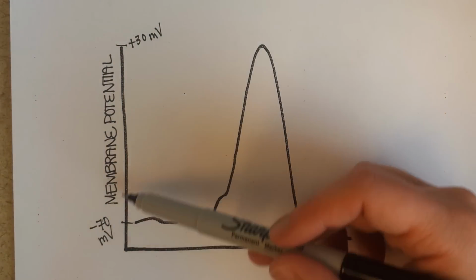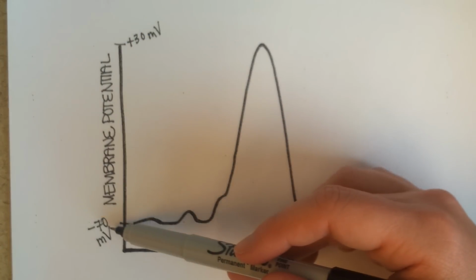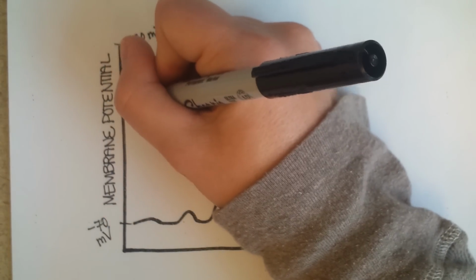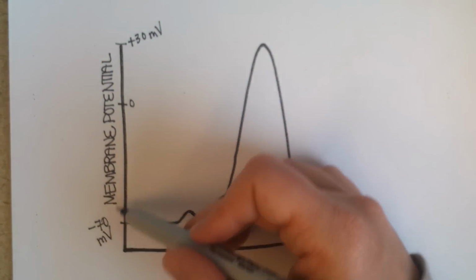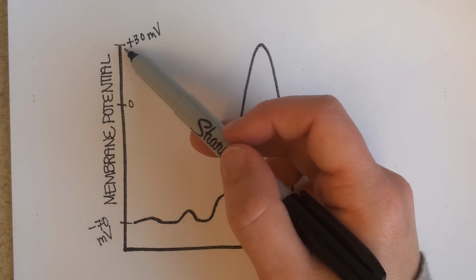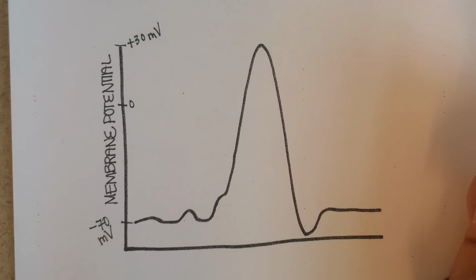So look at the change. Minus 70, and then it's got to go up to 0, right? And then 30 more. So what's the total change? You go up 70 plus 30 more, a total change of 100 millivolts.